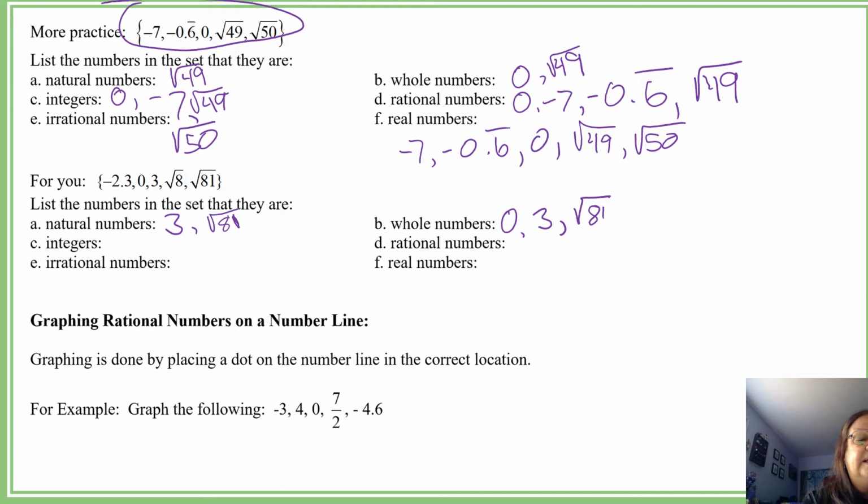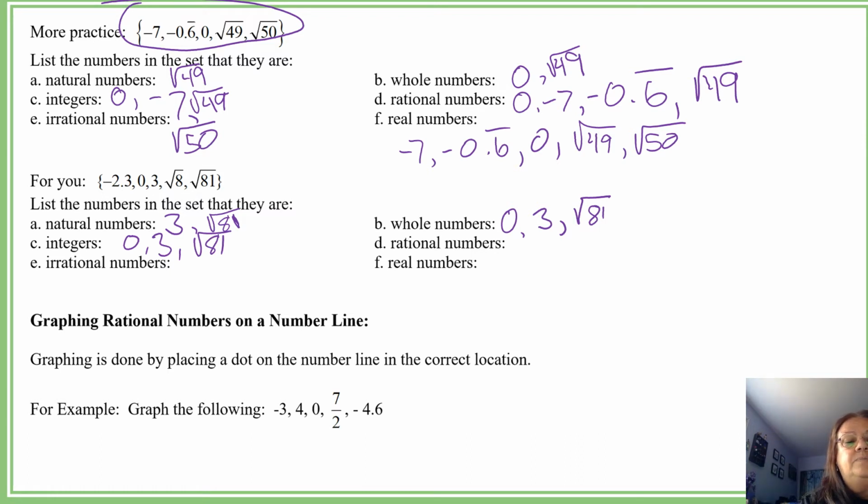Integers, now we can add in the negatives. -2.3, 3, 0. Oh, sorry, my mistake. That -2 is -2.3. So it is not an integer because it's got that decimal portion to it. Okay, so we still have 0, 3, and square root of 81.